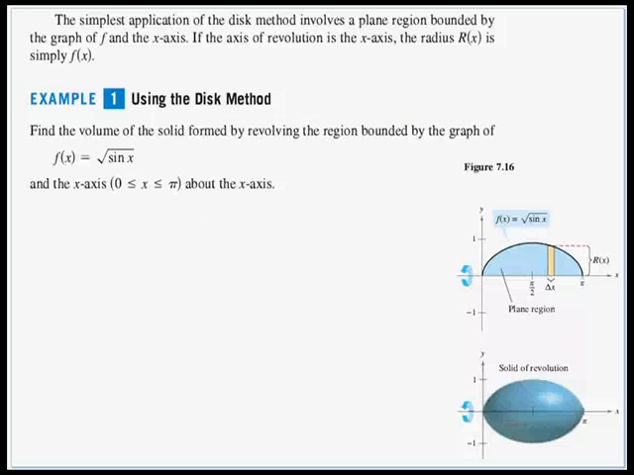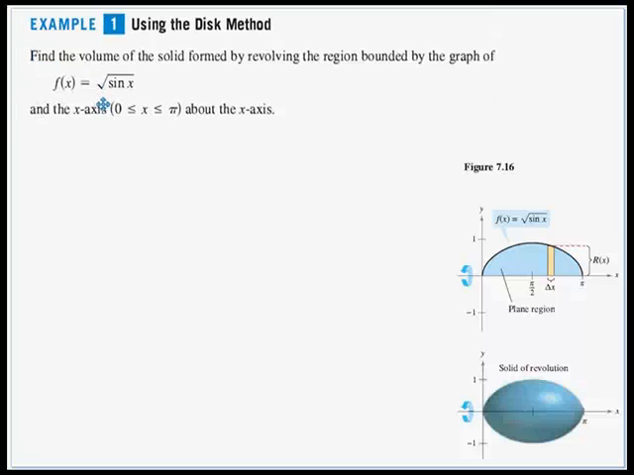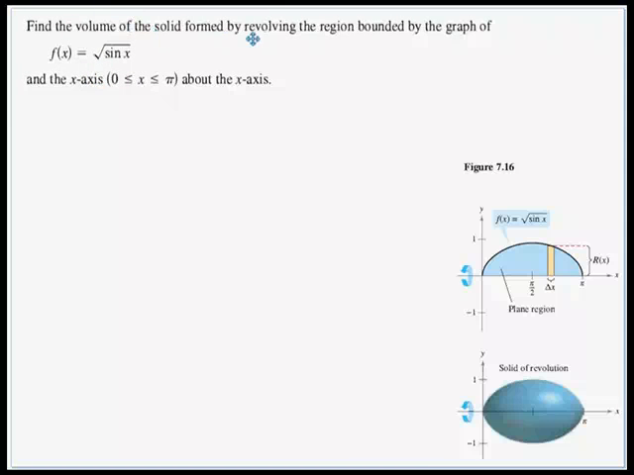So let's dive in, have some fun with example 1. The simplest application of a disk method problem involves a plane region bounded by the graph of a function f and the x-axis. If the axis of revolution is the x-axis, then the radius, capital R of x, is simply our function, f of x. So in example 1, we're going to find the volume of a solid formed by revolving the region bounded by the graph of our function f of x equals the square root of the sine of x and the x-axis between 0 and pi.